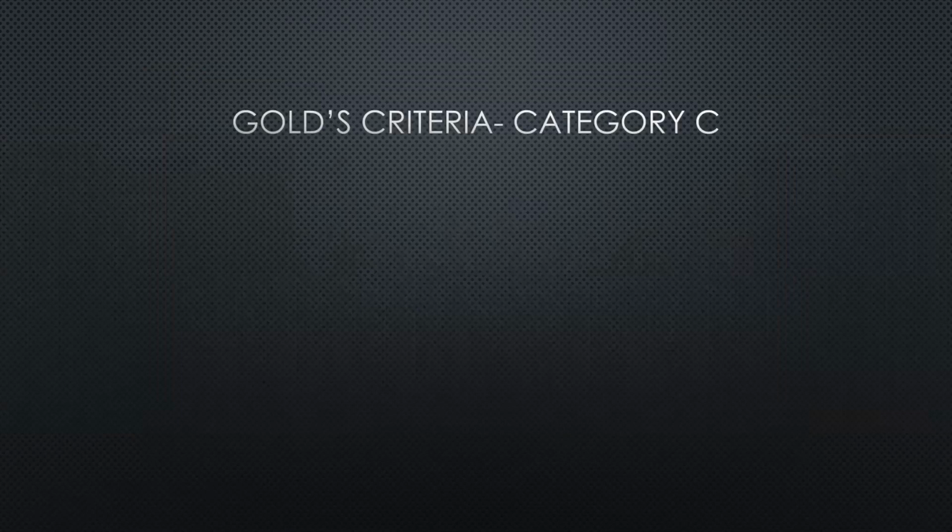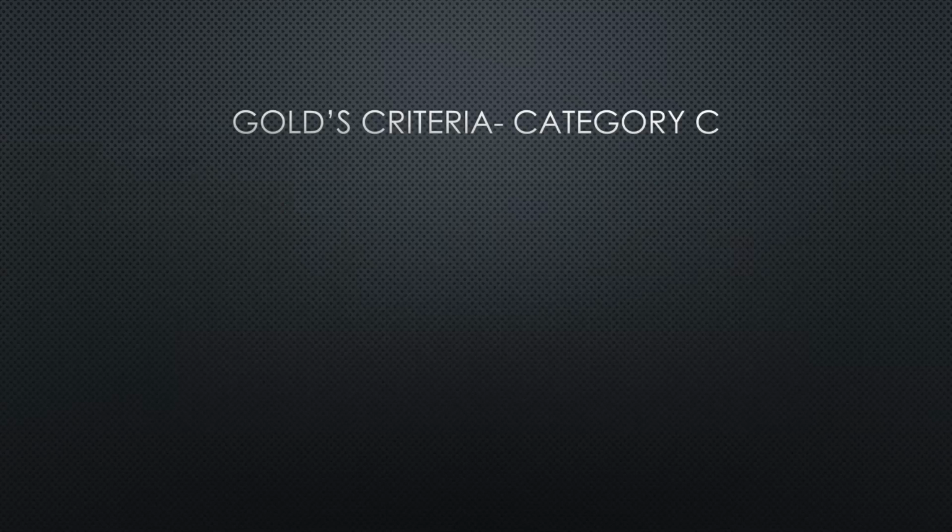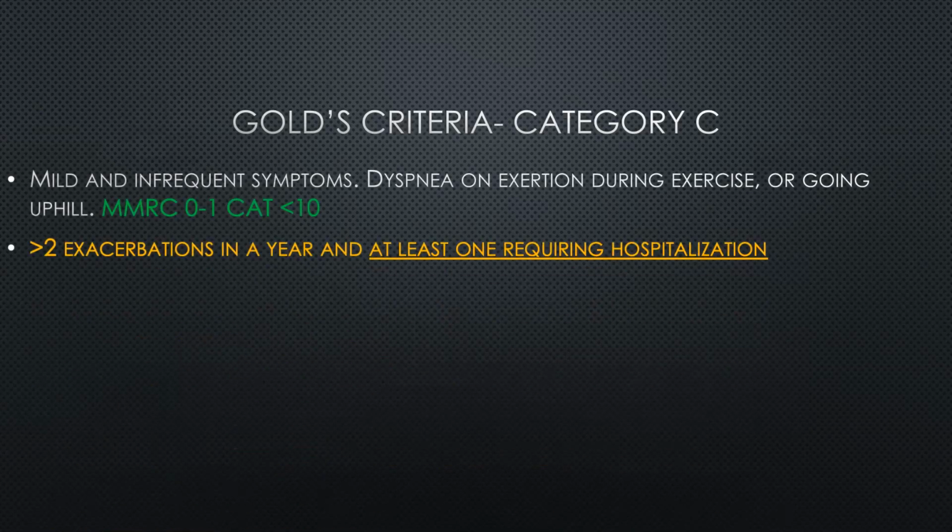So GOLD's criteria, category C. These are patients who are considered to have very mild or infrequent symptoms. They're able to perform the majority of their activities without much dyspnea, and their MMRC score is 0 to 1, and their CAT is less than 10. But they have had at least 2 exacerbations in the past year, and at least 1 required hospitalization. Also, GOLD mentioned that not a lot of patients actually fit into this category. It's usually A, B, or D.